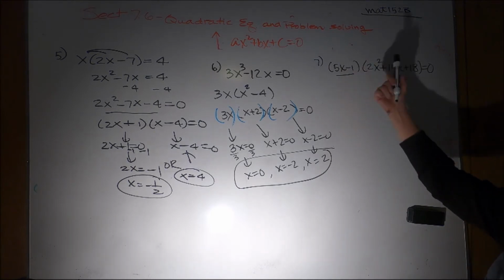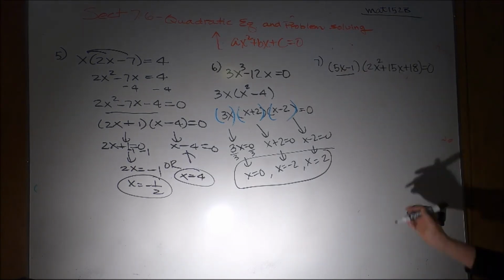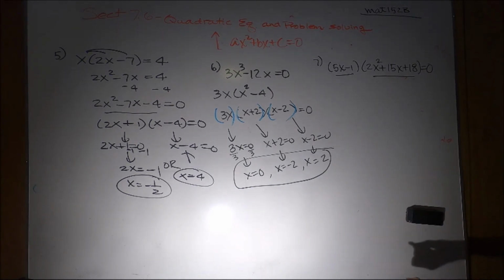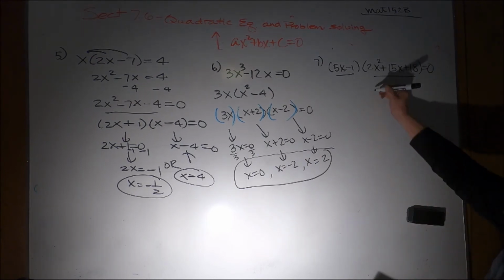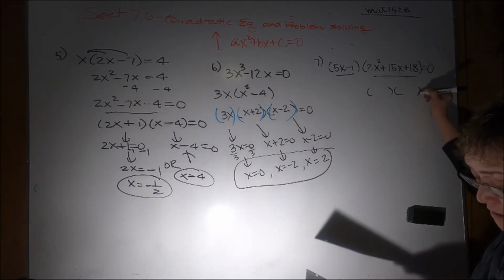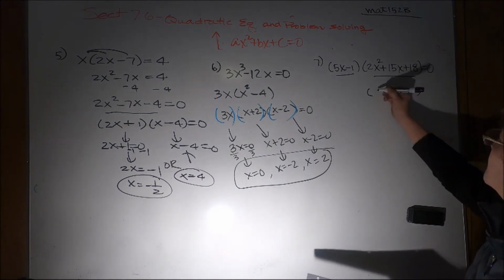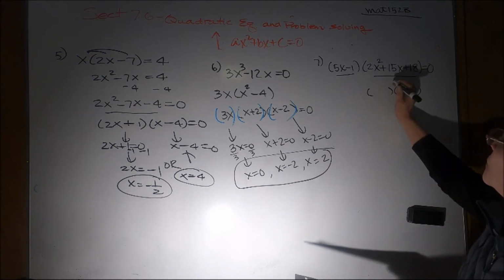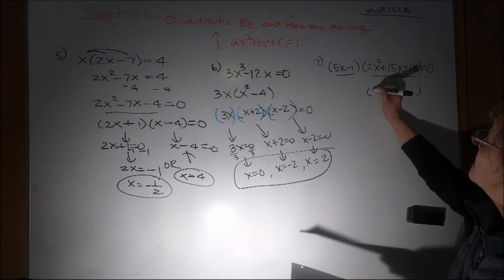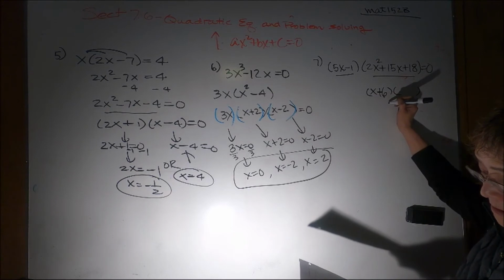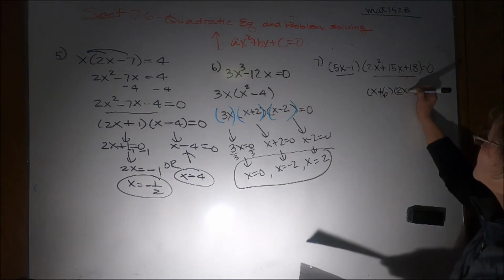This one part is simplest, because it's linear. This part is what? A trinomial. Then we use the AC method. Then we should be able to break it down. Okay? So you do it yourself. So this one should be what? Okay, this one should be x plus 6 and 2x plus 3.